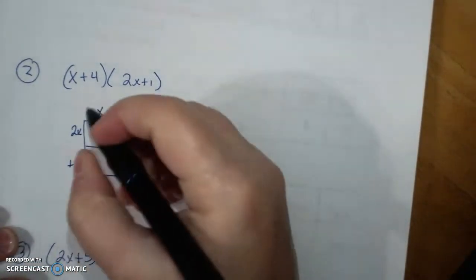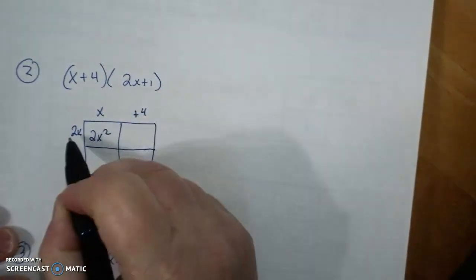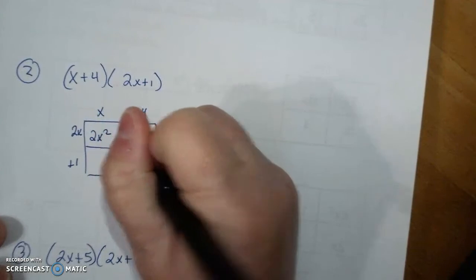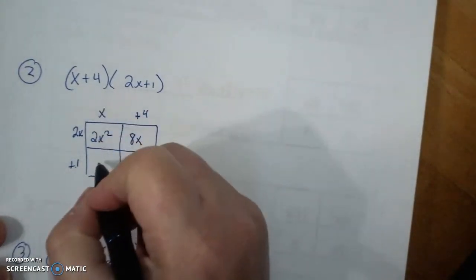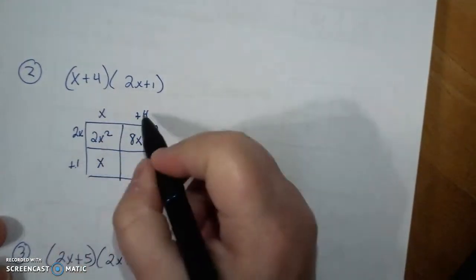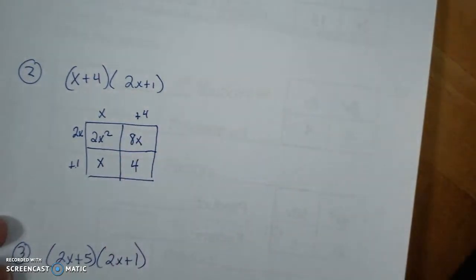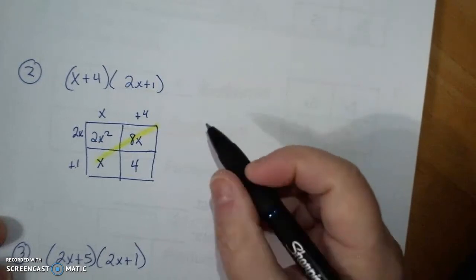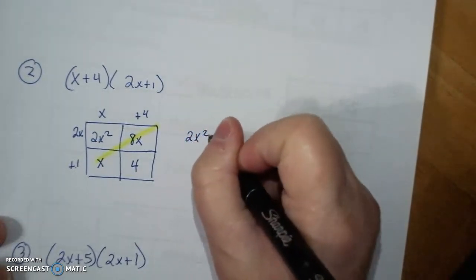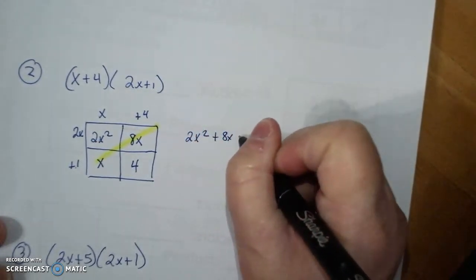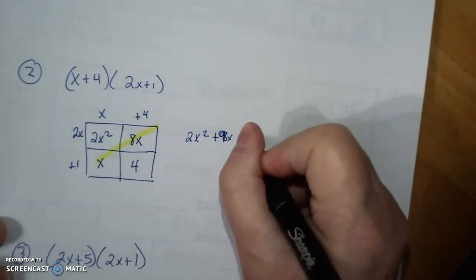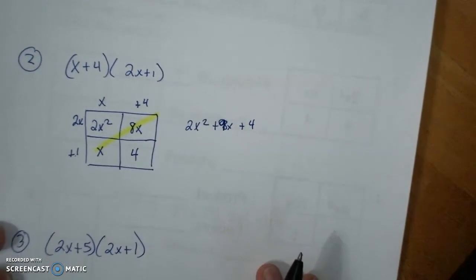So 2x times x is 2x squared. 2x times 4 is 8x. 1 times x is x. 1 times 4 is 4. Go across the diagonals, and you get 2x squared plus 8x. Oops, 9x, because 8x and 1x, plus 4 as your product.